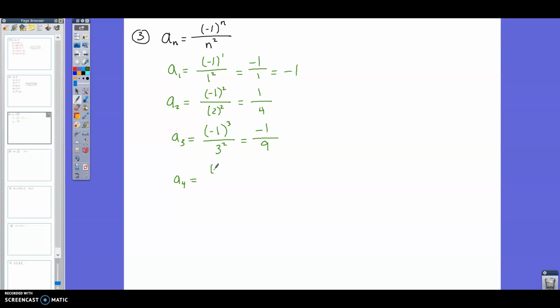For the fourth term, we plug in a 4. So this time we end up with negative 1 to the fourth over 4 squared. Negative 1 to the fourth is 1, and 4 squared is 16. Then to find the fifth term, we plug in a 5 anywhere there's an n. So negative 1 to the fifth is negative 1. 5 squared is 25.